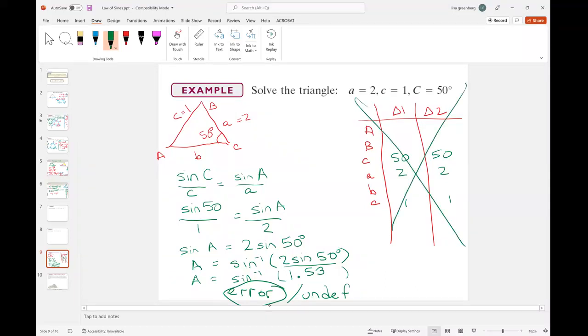No triangles work. And what would really be happening here is the triangle would probably look something like C is 1, A is 2, this is 50 degrees.